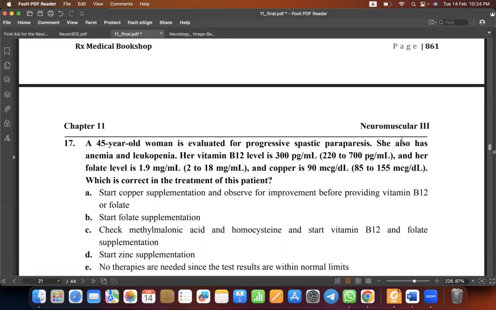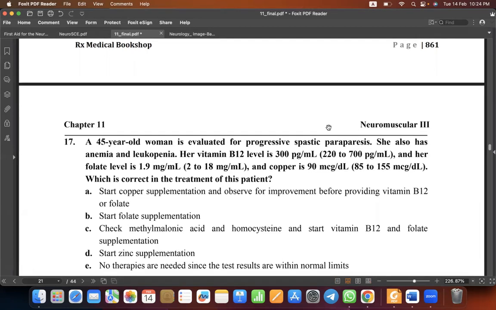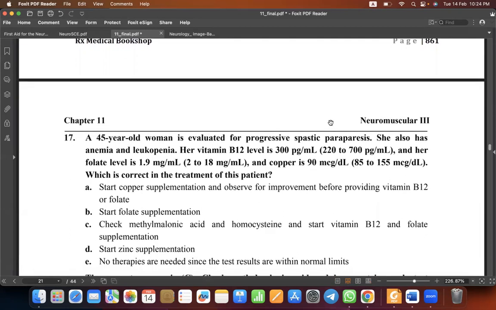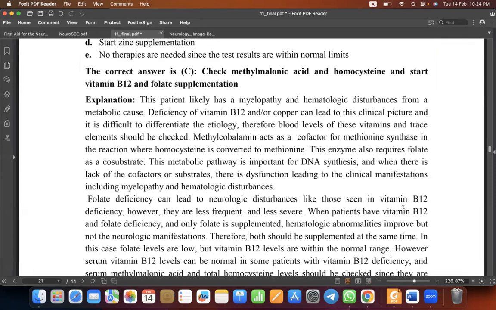Whenever we suspect B12 problems in a patient with anemia and leukopenia, there are a lot of things we should remember. There could be a copper possibility, and there could be B12 deficiency as well. Sometimes the B12 level is normal in a case of myelopathy, so we should check other features, like methylmalonic acid or homocysteine level, to confirm it. So this is a myelopathy with hematological disturbance. There could be two possibilities: B12 or copper. They can both cause these sorts of problems.